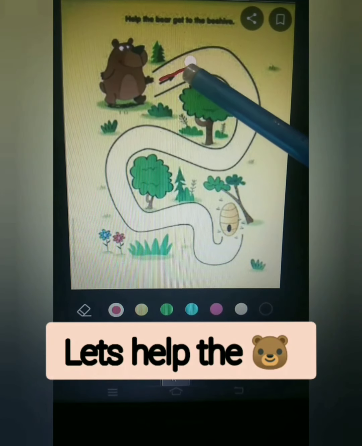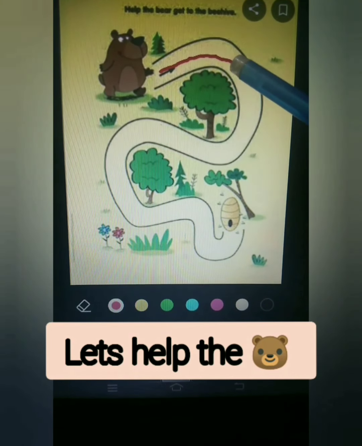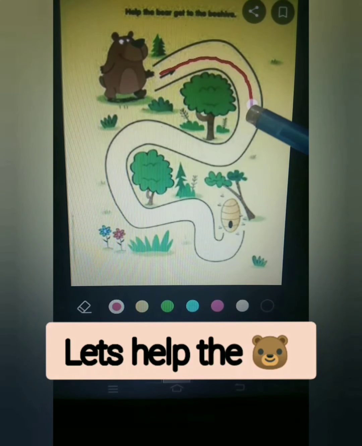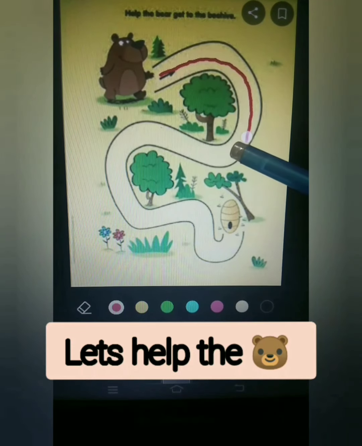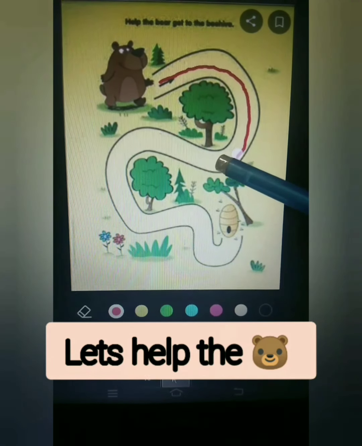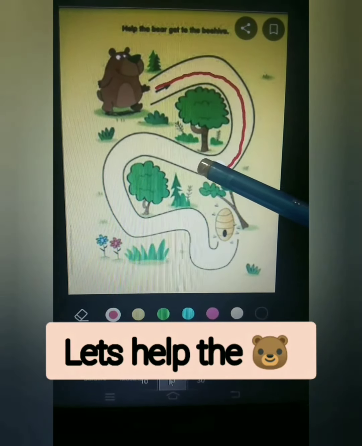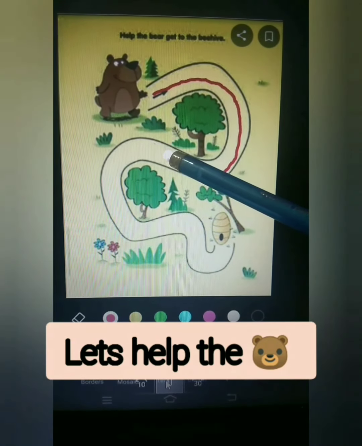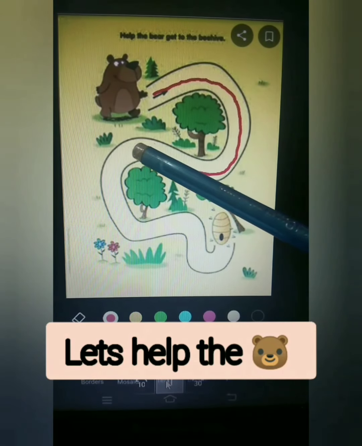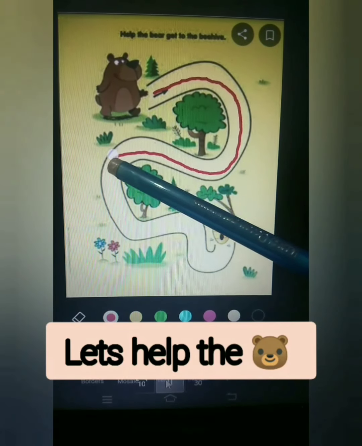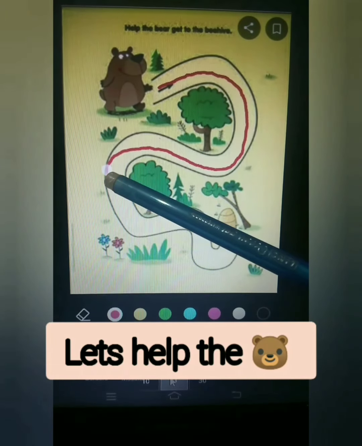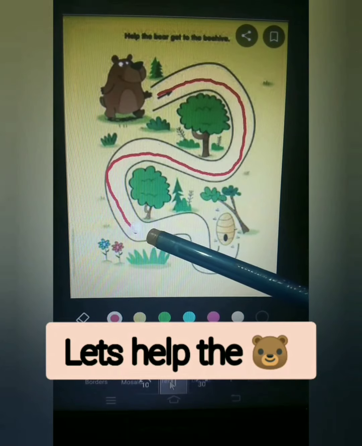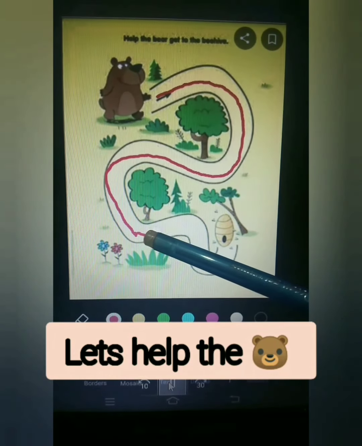So here we start. We walk. Now we take a turn. Come down. Slowly. Now there is a turn. So we have to be careful as we cannot walk out of these two lines. So again we are going to take a turn. Come down slowly. Yes. Again there is a turn.